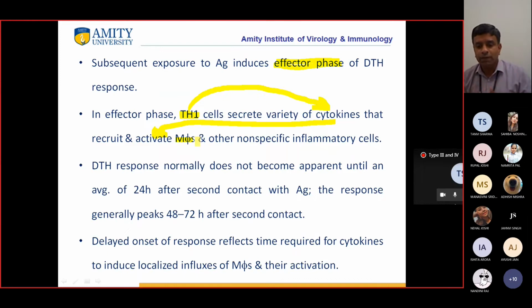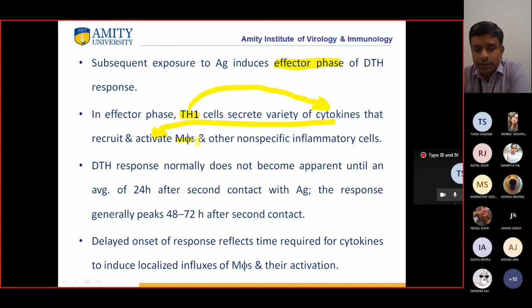Okay, and when macrophages get activated, they start capturing and killing the pathogens. This is how macrophages work. And the student who is going to talk about macrophage, they should talk about this aspect, how macrophage kill the ingested pathogens. Okay, so DTH response normally does not become apparent until an average of 24 hours.